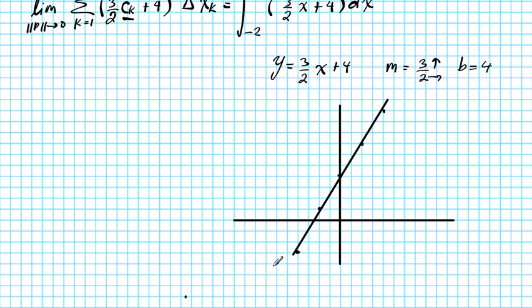Alright, so we're going to put in the limits of integration, which is basically going to be from negative 2 all the way to 3. Okay, so we're going from negative 2, this is negative 2 right here, all the way to 1, 2, 3. Okay, from negative 2 to 3.